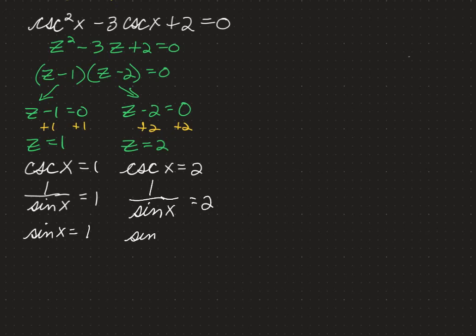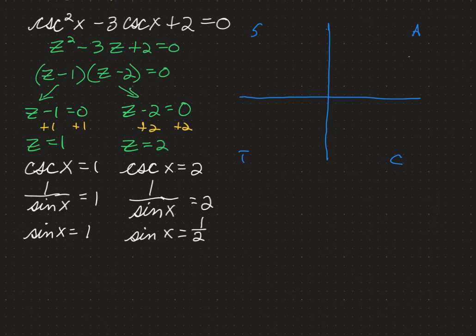Now, the interesting part is in the other possible answer. The reciprocal of 2 is 1/2. We have positive values for sine, so these angles must be in the first quadrant or the second quadrant.